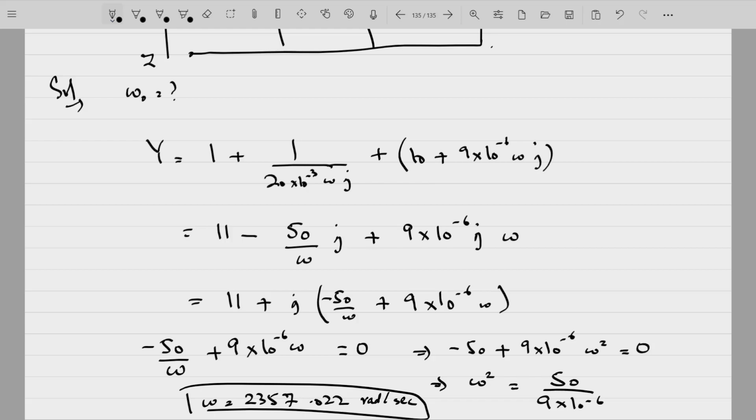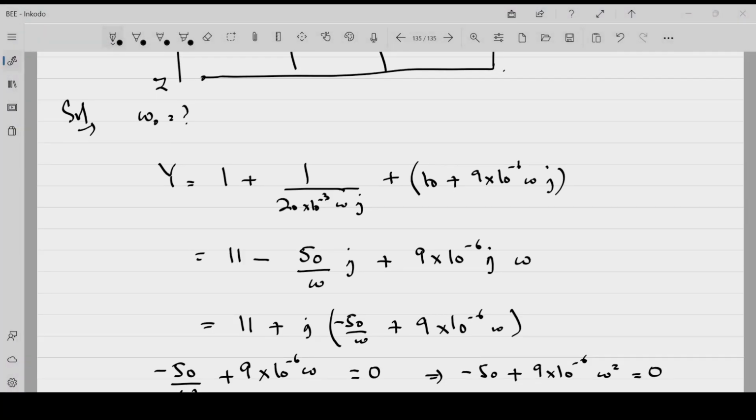So we have done some problems on resonance in both series as well as parallel RLC circuits. You can do some more problems on your own, and in the next session we'll be taking up the three-phase circuits. So that will be all for this session.